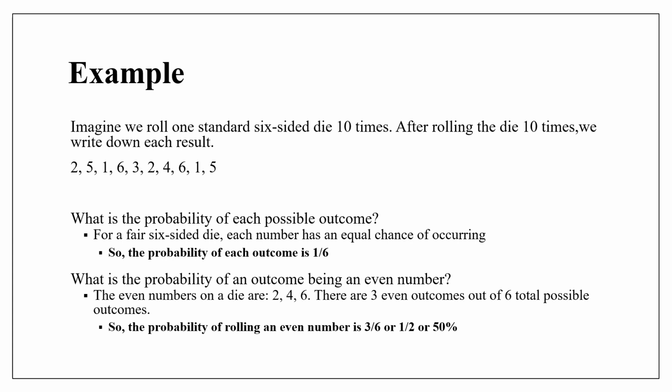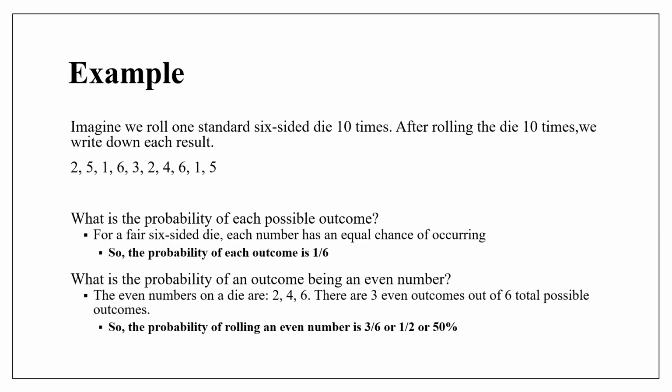So now we're considering multiple events at a time. And the question itself is telling us what kind of event we're interested in. In this case, we want to know what are the odds of getting an even number. So again, we're working with this fair 6-sided die, and the even numbers on the die are going to be 2, 4, and 6. So they're going to be 3 even outcomes out of 6 total possible outcomes.